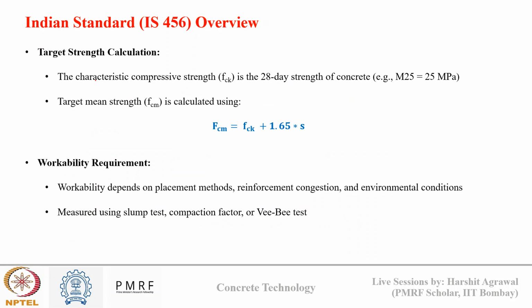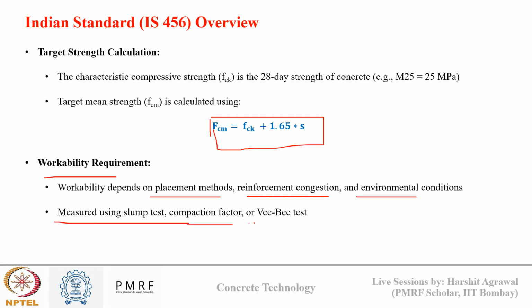Third point is the target mean strength. Whatever concrete we prepare, it is for achieving a certain target mean strength when we know the characteristic compressive strength that we require. Simply saying, we know the fck value and we want to design for a target mean strength value. We do this by calculating the target mean strength using the formula that we have already seen. Fourth point is workability. Workability depends upon the placement method, reinforcement arrangement, and environmental condition. The workability that we require is measured in terms of slump test, compaction factor, and VB test. These three testing methods are recognized by the IS code for determining workability.